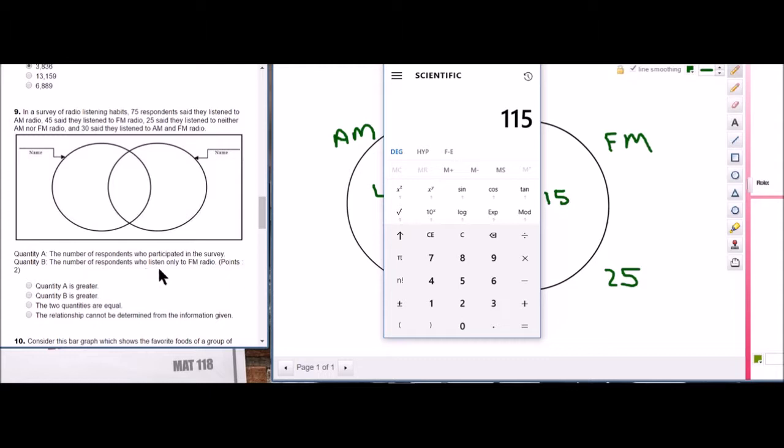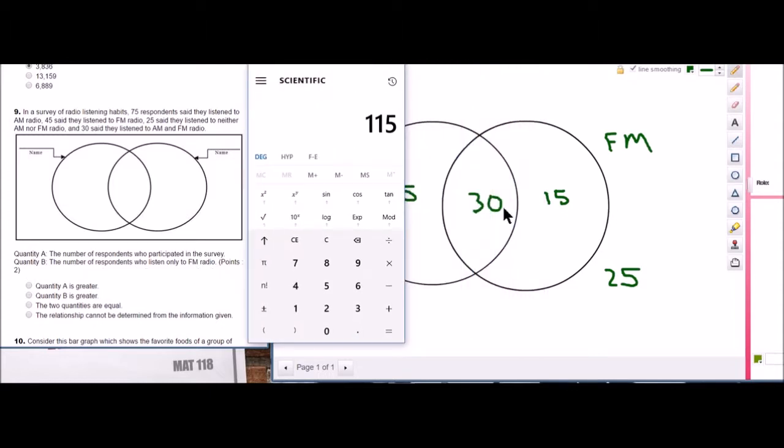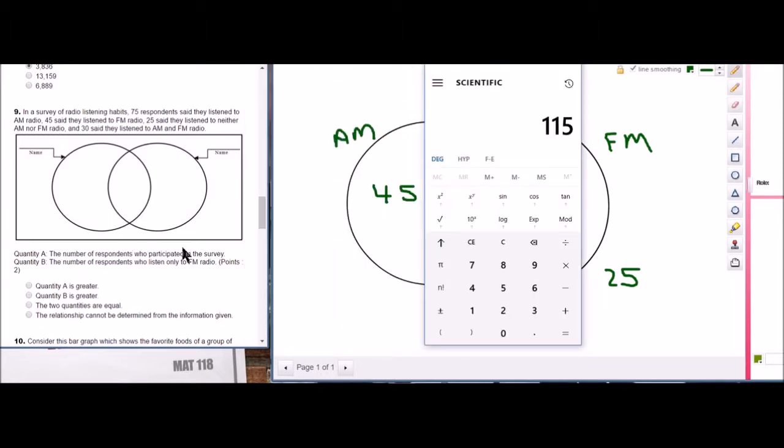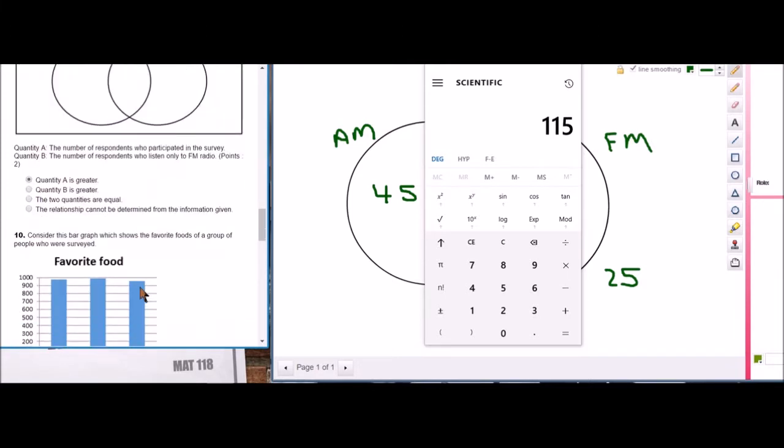The number of respondents who listed only FM radio. This is a pretty simple one. So only FM is 15. Obviously, the total respondents for the whole survey is going to be greater. Okay, let's keep going here.